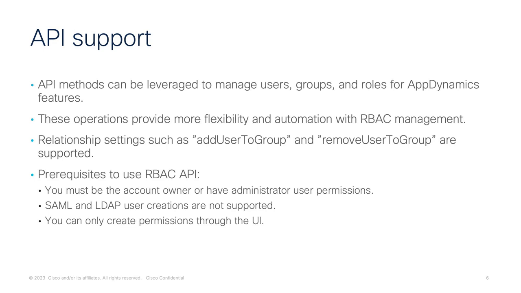Coming to the API support for RBAC, API methods are available for user, groups, and roles management. These operations provide more flexibility and automation with RBAC management. With the admin or account owner privileges, you can add or remove users via API calls, using Add User to Group or Remove User to Group, for example. There are, however, some prerequisites to use RBAC API. You must be the account owner or have administrator user permissions. SAML and LDAP user creations are not supported, and you can only create permissions through the UI.